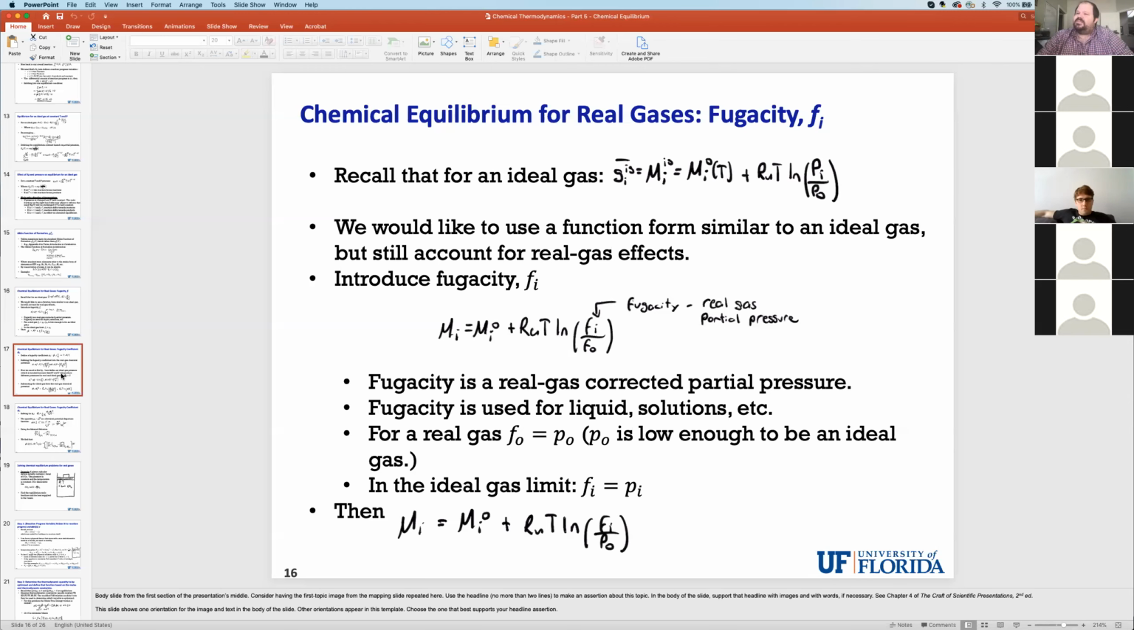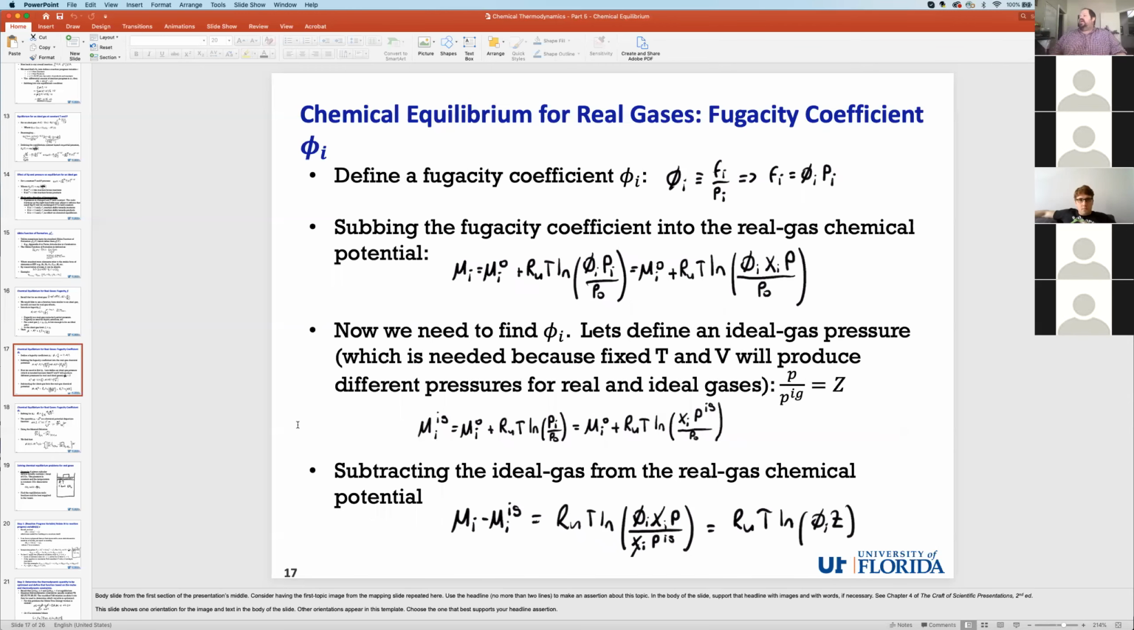How do we find that? Well, typically we don't even work with the fugacity. We work with the fugacity coefficient, or at least for real gases, we work with the fugacity coefficient. I think if you're working with solutions and liquids and you're a chemist or chemical engineer, you'll be dealing with the fugacity itself more often. But we deal with real gases, so we're going to define a fugacity coefficient phi i. And phi i is just defined to be f_i over P_i. And so the fugacity of species i is just phi i times P_i.